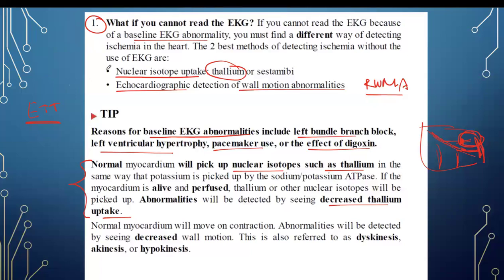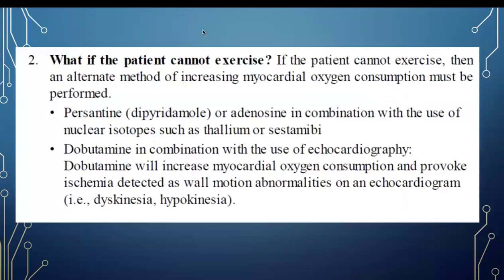Okay, so the idea is if the patient is having a baseline ECG abnormality, you would either do a nuclear thallium scan or you do an echocardiogram. Does it make sense so far? It's a bit difficult, but I'm sure you will understand it.